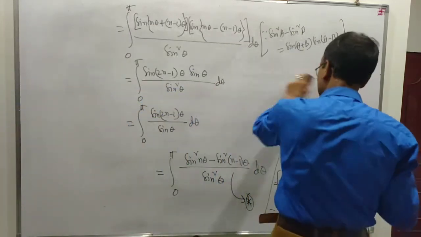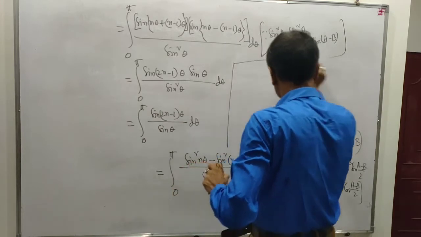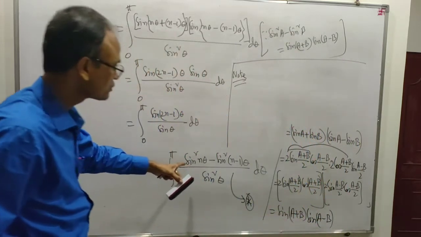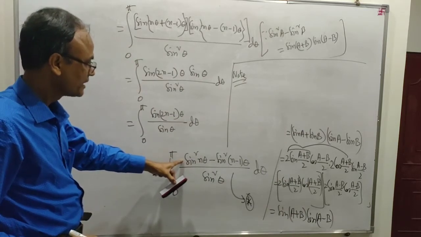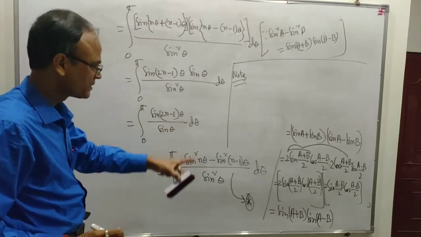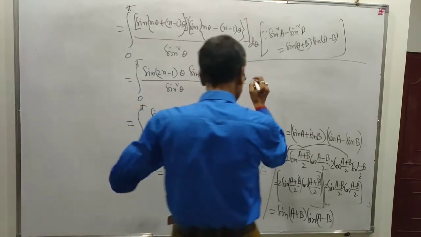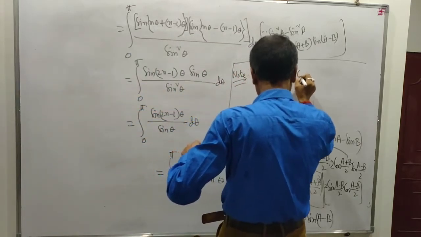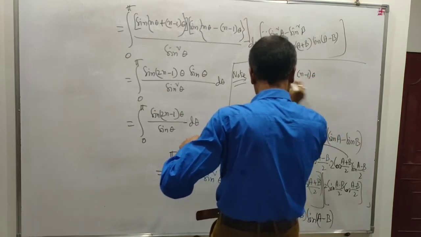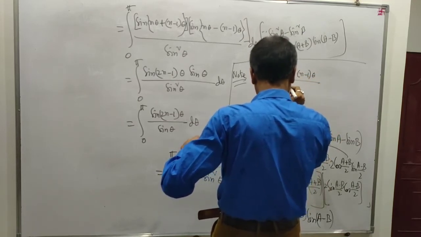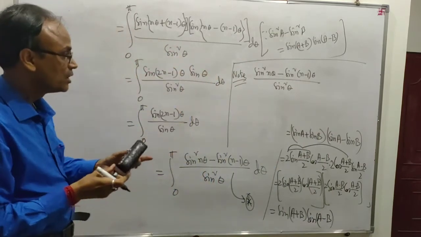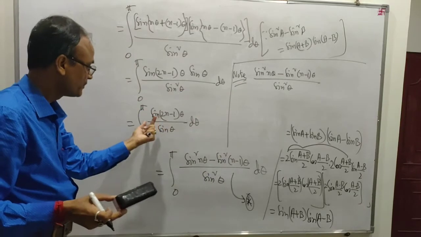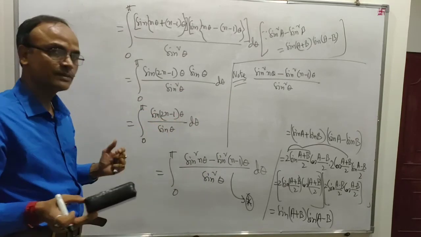Now I am giving you a note. The integral is like this: sin square n theta minus sin square (n minus 1) theta divided by sin square theta. This term will become sin(twice n minus 1 theta) divided by sin theta.